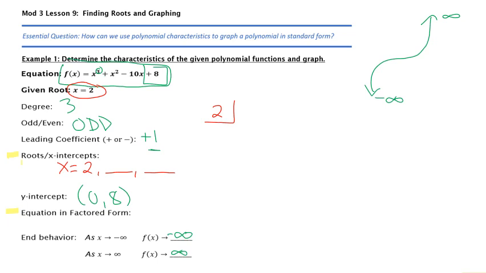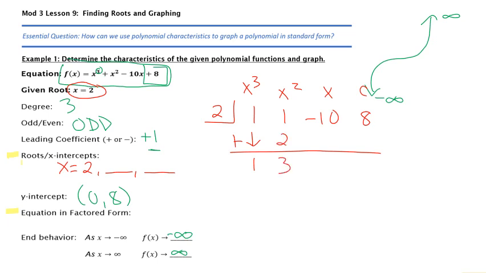I'm going to rewrite the coefficients. So 1x cubed, 1x squared, negative 10 is the x, and 8 is the constant. And then I'm going to add this straight down. So bring down the 1. 1 times 2 is 2, and I get this to be 3. 3 times 2 is 6, and I get this to be negative 4. Negative 4 times 2 is negative 8. My remainder is 0. And so I always do 1 degree less, so I know it's going to be x squared plus 3x minus 4.